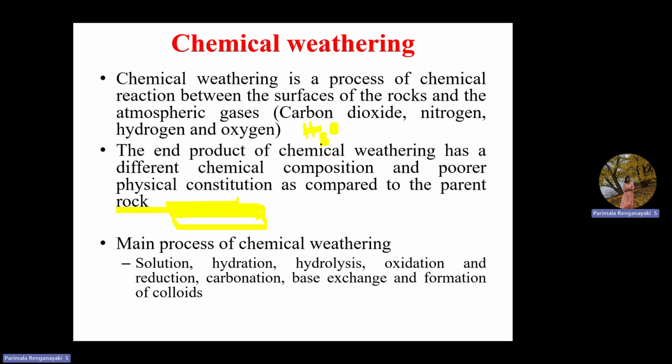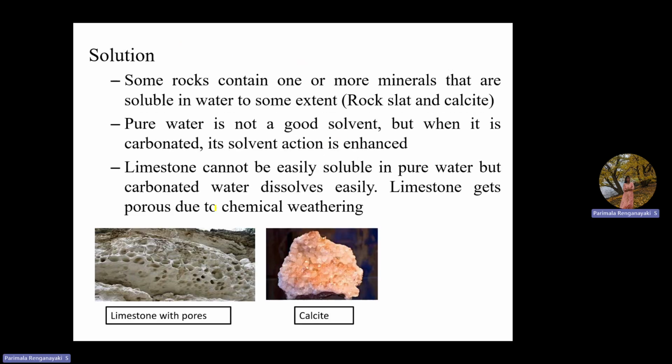So the main processes of chemical weathering include solution, hydration, hydrolysis, oxidation and reduction, carbonation, base exchange, and formation of colloids. Let us see what all those chemical reactions with the water are. So, solution. From the name itself, something is going to be a solvent with the water. Because of that, the rock may disintegrate. So let us see now.